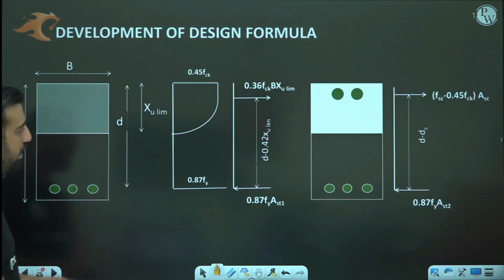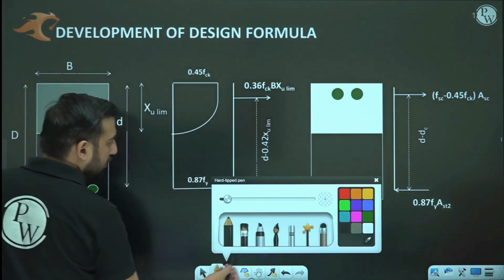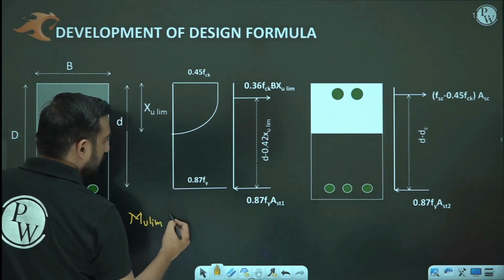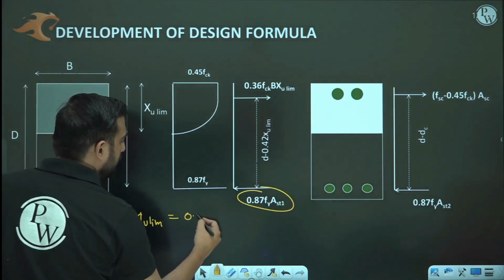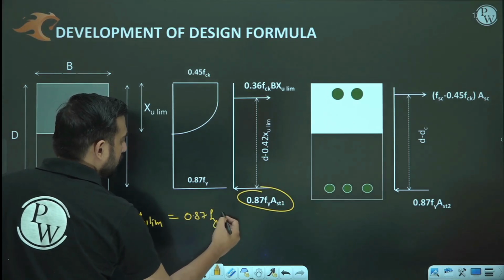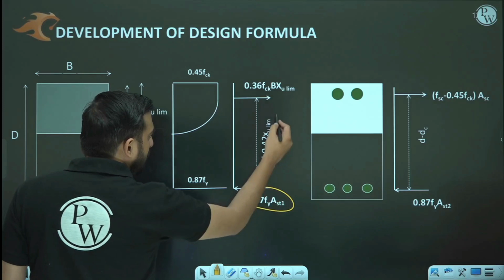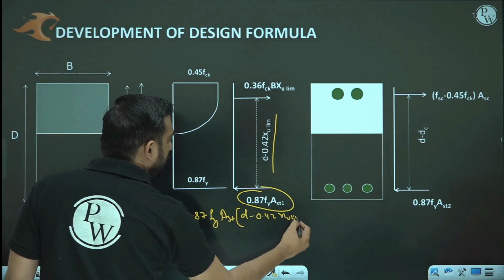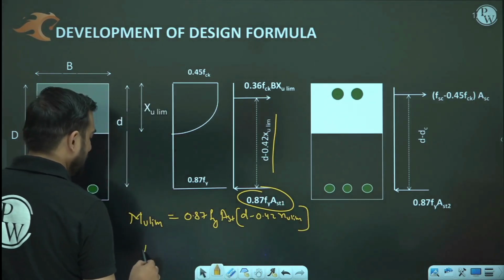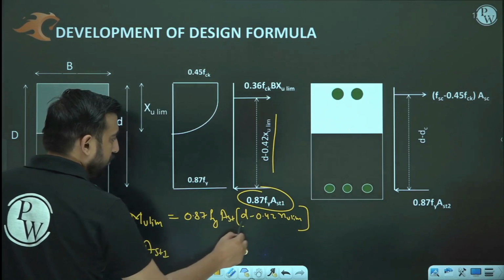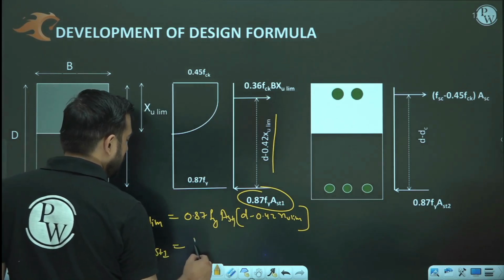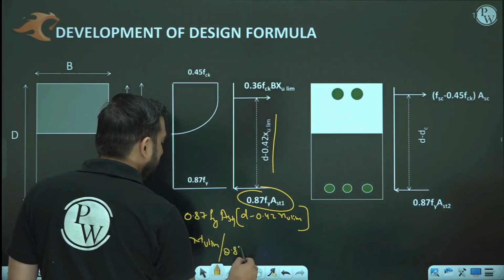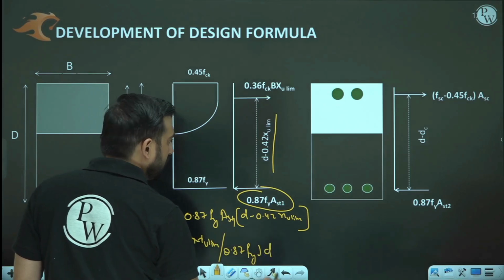So this is quite simple. Mu lim is 0.87 Fy into Ast1 into (d minus 0.42 xu lim). This is also called JD. So what is Ast1? Ast1 is Mu lim divided by 0.87 Fy into JD. Let me call it JD.